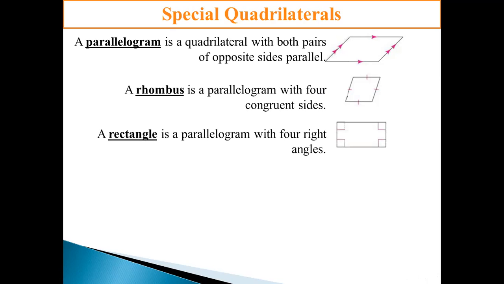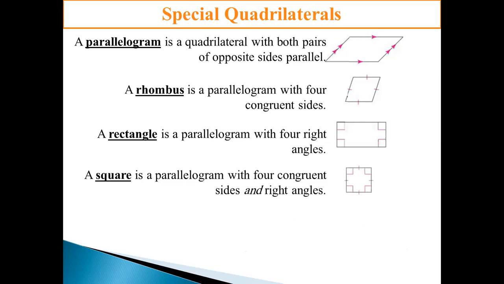Okay. After that, a rectangle is a parallelogram. It also has the same properties of a parallelogram, but extra here with four right angles. Then a square is a parallelogram with four congruent sides and right angles.